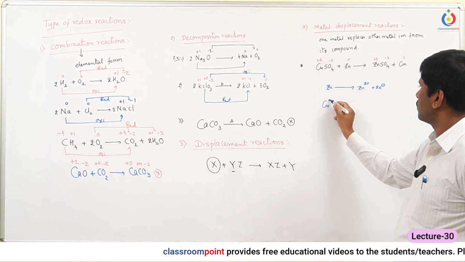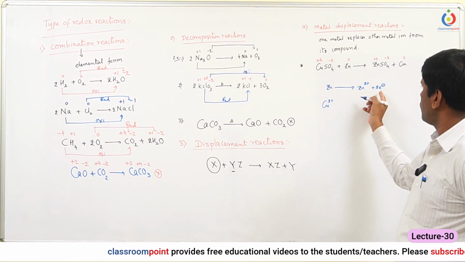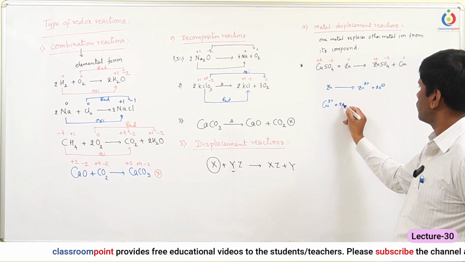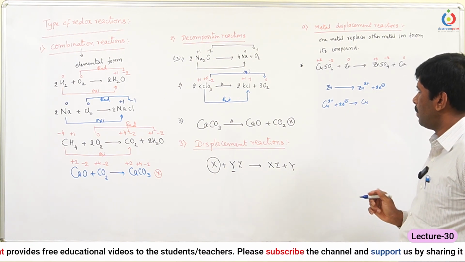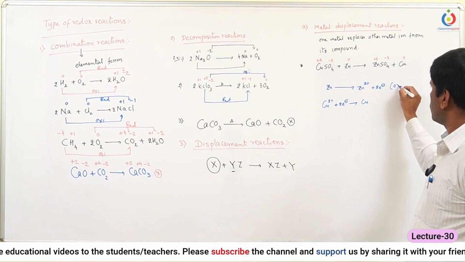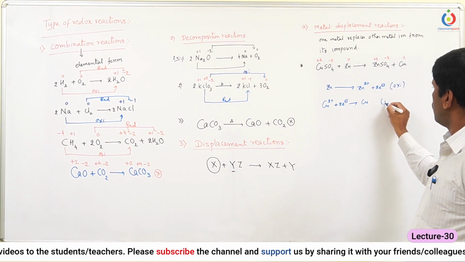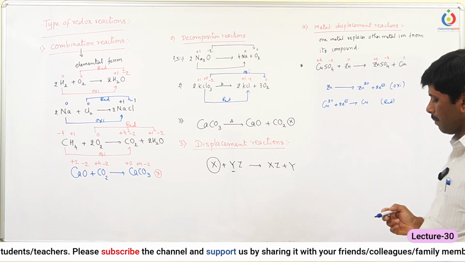Cu2+ accepted these 2 electrons and converted into the copper. So zinc gets oxidized, whereas copper gets reduced.